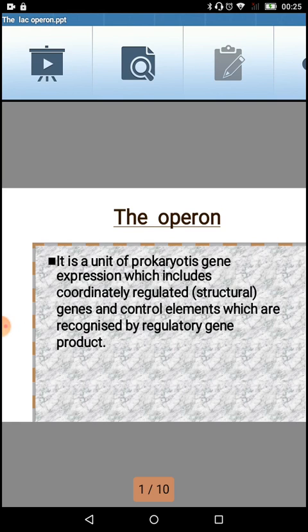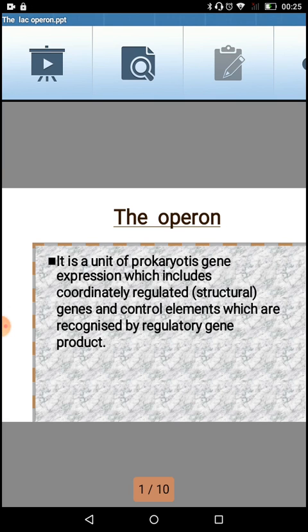Basically, when we talk about the operon concept, this is seen mostly in prokaryotes. But very few organisms like C. elegans and fruit fly Drosophila melanogaster have this operon functioning in their body. Otherwise, most of the operons are found in prokaryotic organisms.